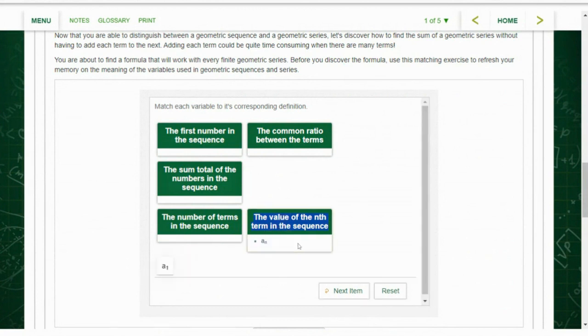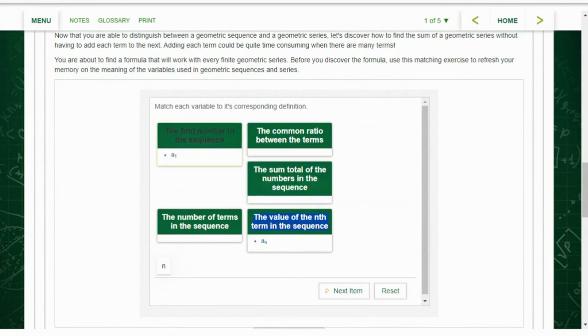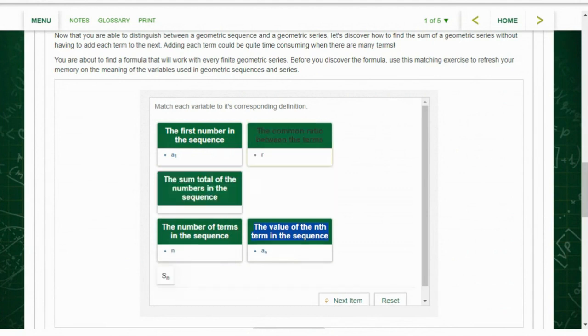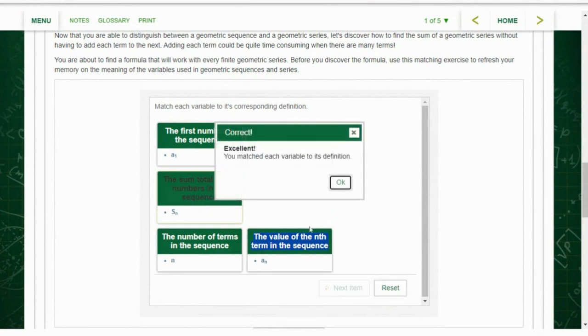So we'll put those together. A sub 1, if we remember from last time, is the first number in the sequence. We call it a sub 1. That's how we label it. That's the name. N is just the number of terms in our sequence. R, there's that common ratio. If it was a D, it'd be common difference. That was arithmetic. But geometric uses R for ratio. And there's that S sub n. It says that's the total sum.